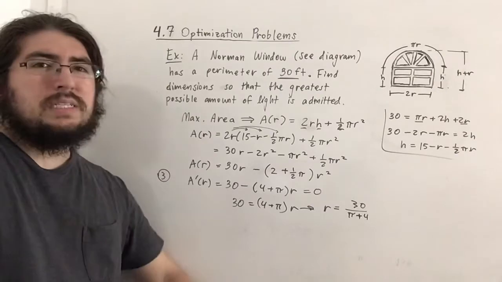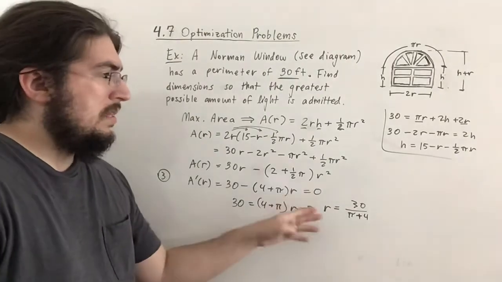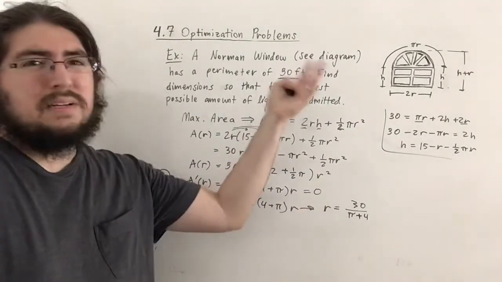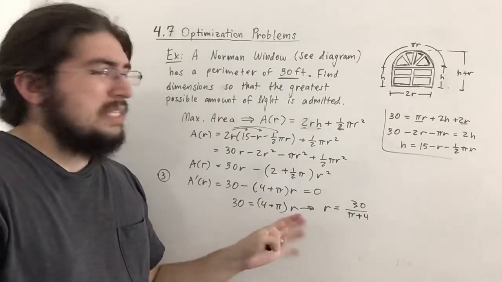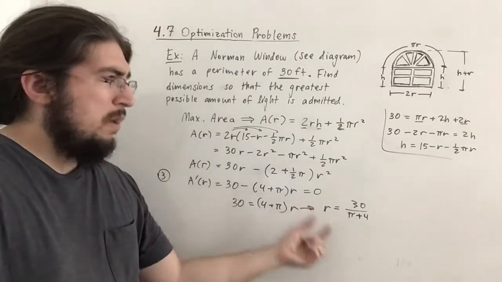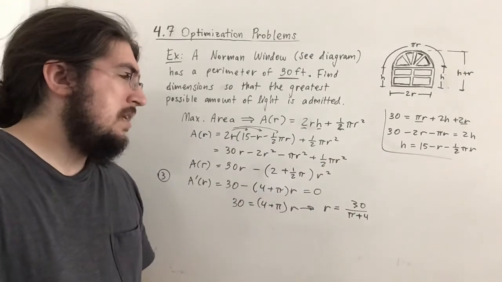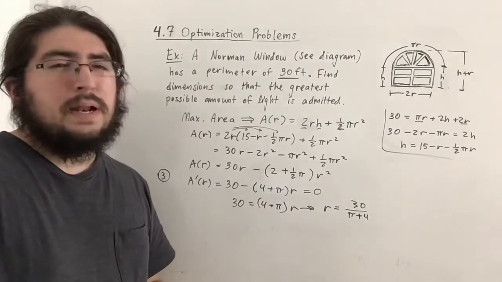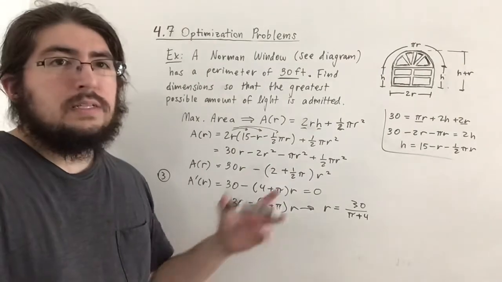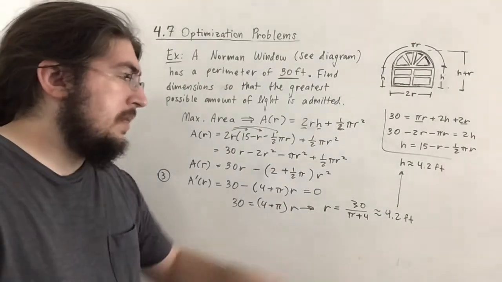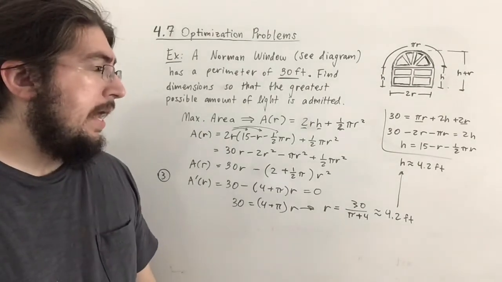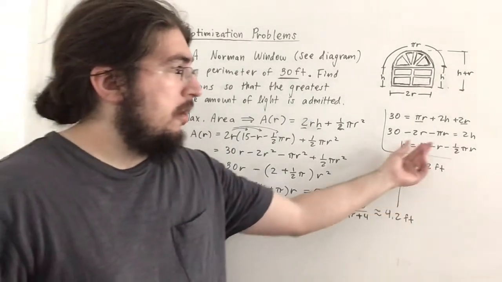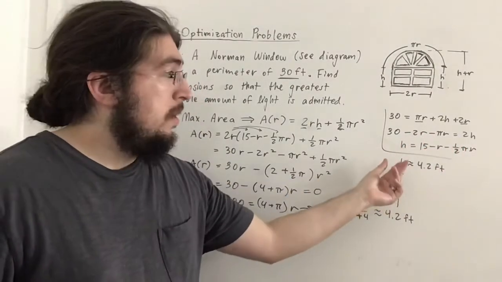At this point, we're just going to approximate because this is a practical problem where you want to do measuring. So for that reason, I'm just going to approximate if you don't mind. If you want to plug it back in and see what you get, you can do that, but I'm not going to do that. I'm just going to approximate here. So let's see what we get. All right, so when you approximate this value, you get about 4.2 feet. Remember, it's in feet.